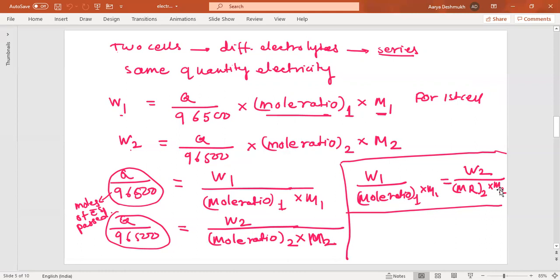In this way, you can do calculations for two cells containing two different electrolytes which are connected in series. The masses of the substances liberated at the two electrodes can be easily calculated this way. And we should always remember that the moles of electrons passed are the same for both the cells.